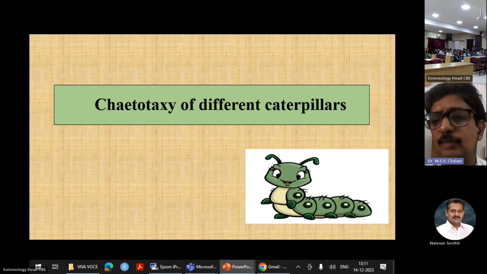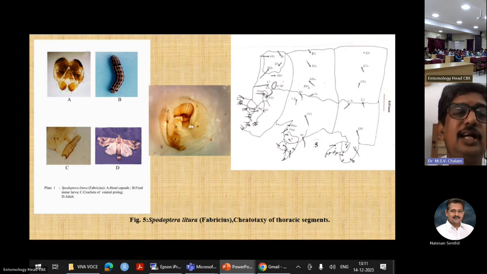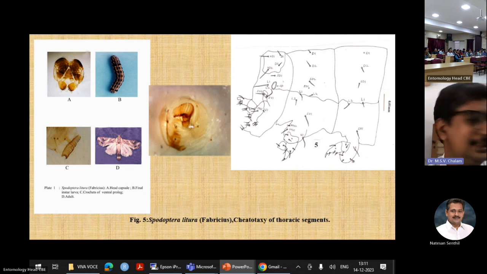Next, I will be giving a few examples. This is the chaetotaxy study conducted on Spodoptera litura. The first one is the head capsule. You can clearly see the inverted Y-shaped head capsule. B is the larva, C is the crotchets. On the right side, you can see the camera lucida, pencil drawn diagram of the thorax as well as the abdomen of the caterpillar. Now see a brief description of how you will describe it.